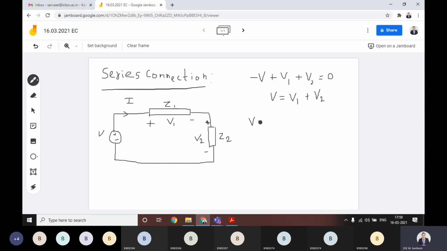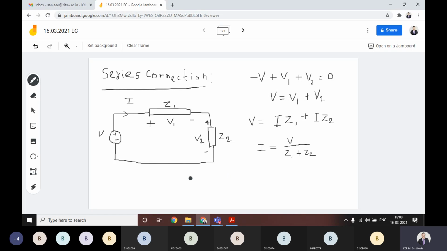Then the V value can be measured as I into Z1 plus I into Z2. Why? Because V1 has the current I flowing and the impedance value is Z1. When you want to calculate this current, simply V divided by the equivalent impedance. Both are in series, for that reason Z1 plus Z2. You know this already, right?